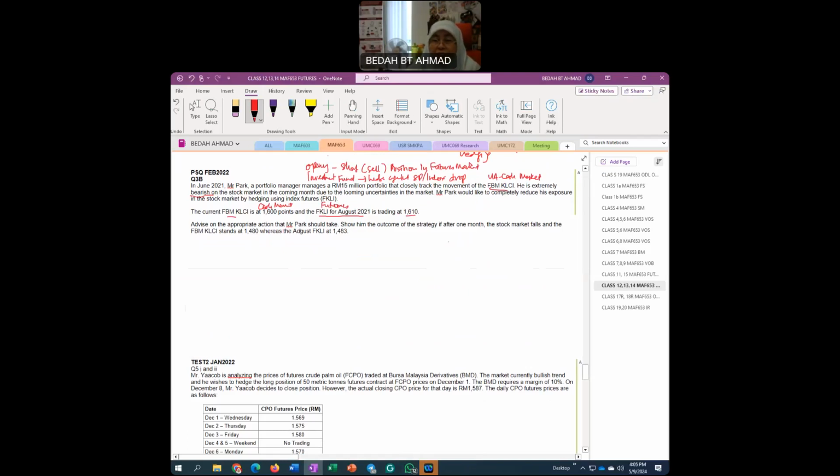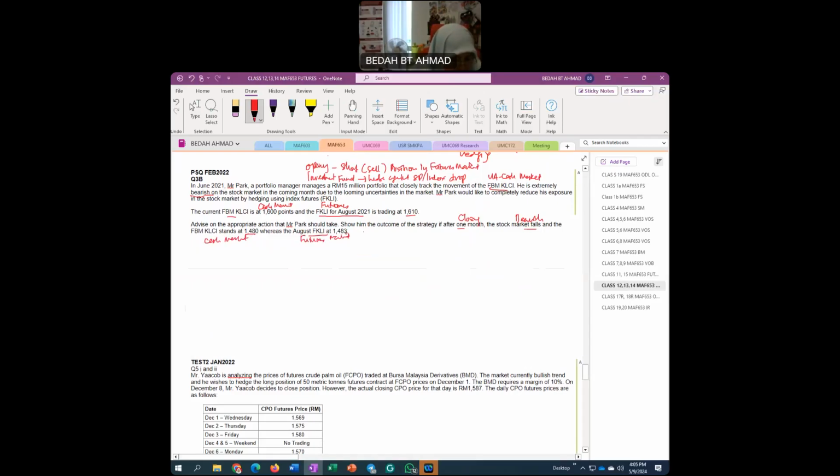Advice on the appropriate action that Mr. Park should take. Show him the outcome of the strategy after 1 month. That is the closing. Okay, stock market falls, because the forecast is a bearish market. And the FBMKLCI stands at 1480. So this is what happened in the cash market later. And August FKLI, so this is what happened. The points drop in the futures market.